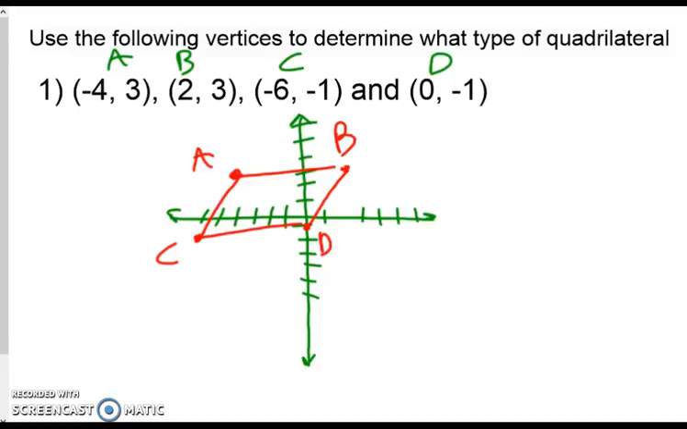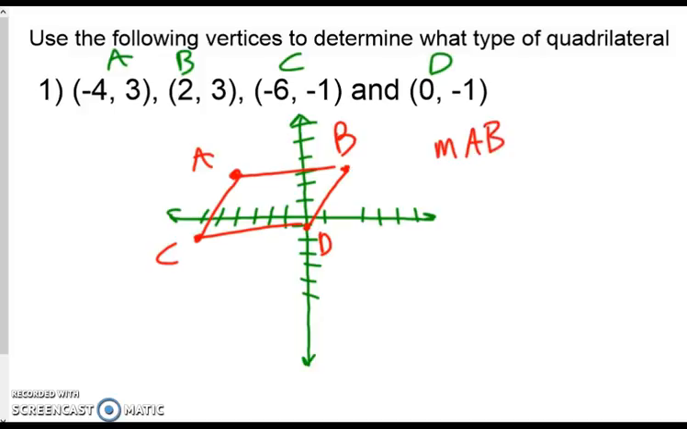Okay, so that's what your quadrilateral should look like roughly. As you might have guessed, we're not just going to say what we think it looks like. We're going to do some calculations based on the coordinates to see what properties we can conclude. First thing we're going to do is calculate the slope of all of the sides.